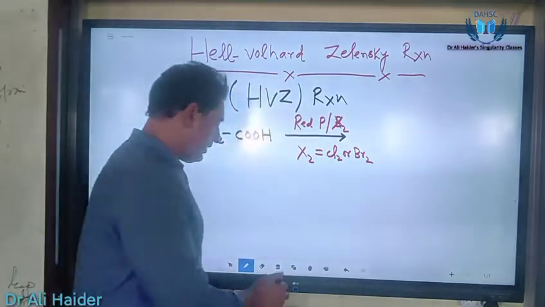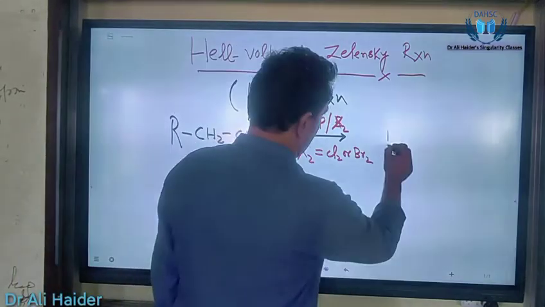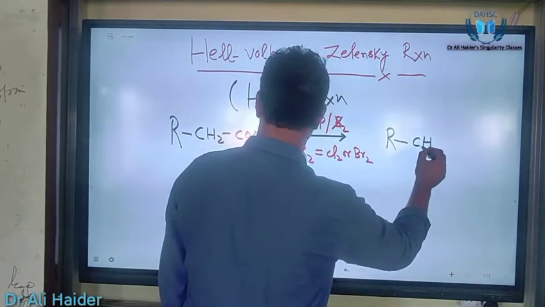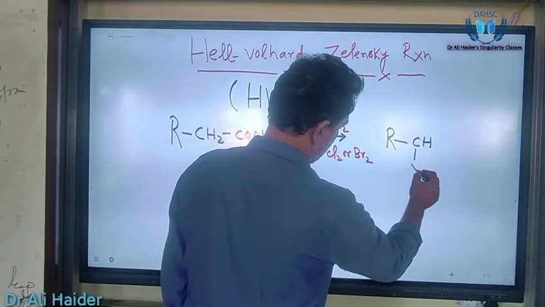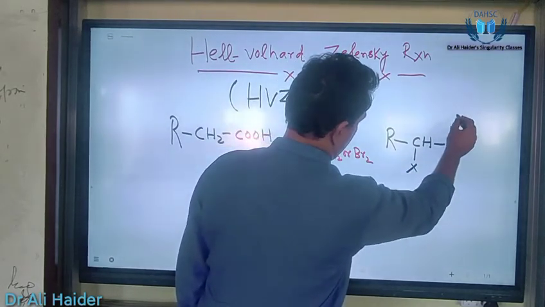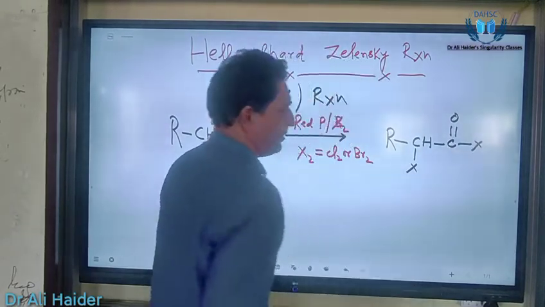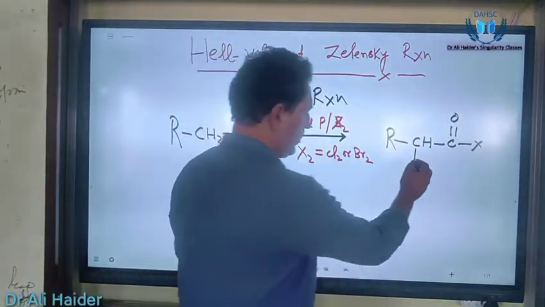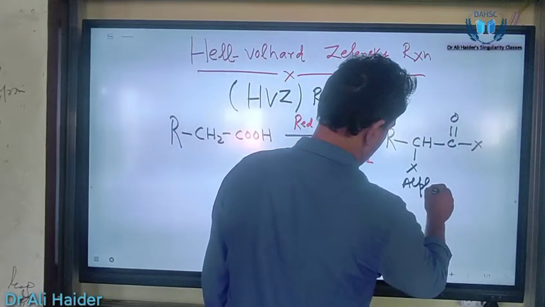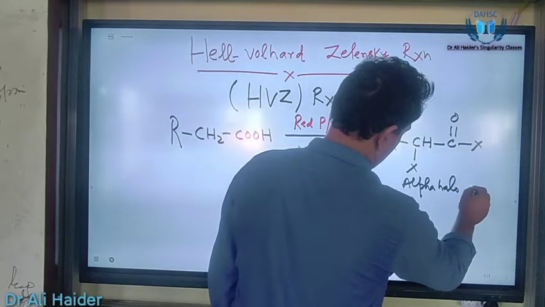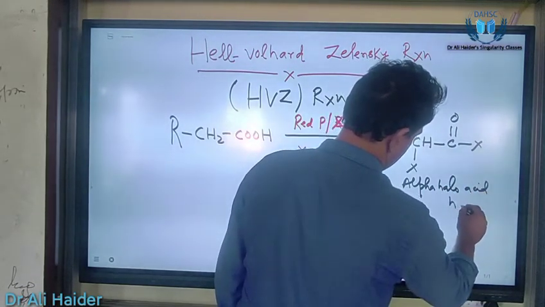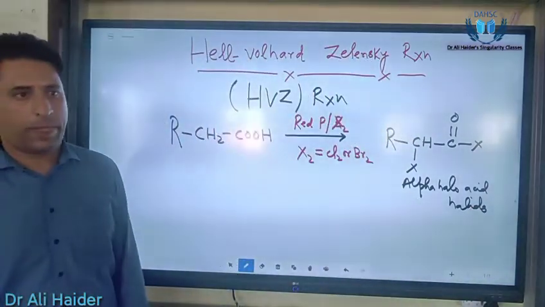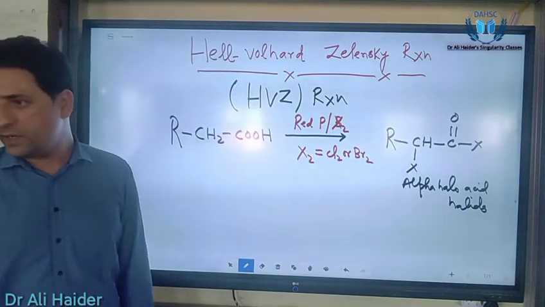Fine. You end up with, initially, acid halides, or alpha halo acid halides, RCHX-C(=O)X. Alpha halo acid halides, right? Yes, sir. So we call it alpha halo acid halides.